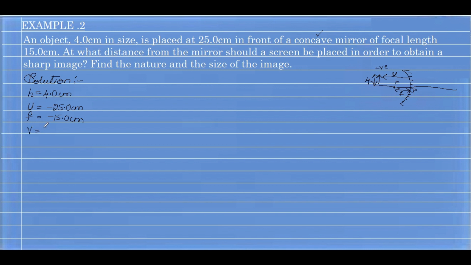Okay, so image distance. Next, nature and size of the image. So nature of the image and size of the image. So it is h dash, size of the image. So these are the things we need to find out. Okay, first they have given u and f. So object distance and focal length are given, so we can directly put the mirror formula.